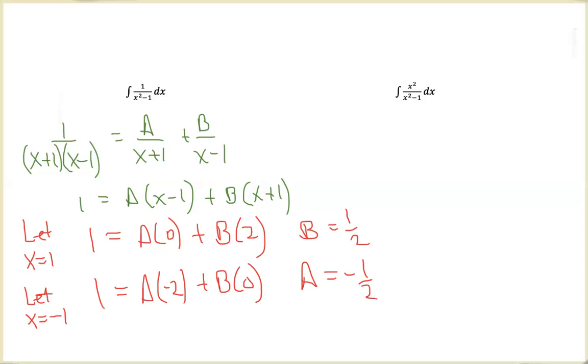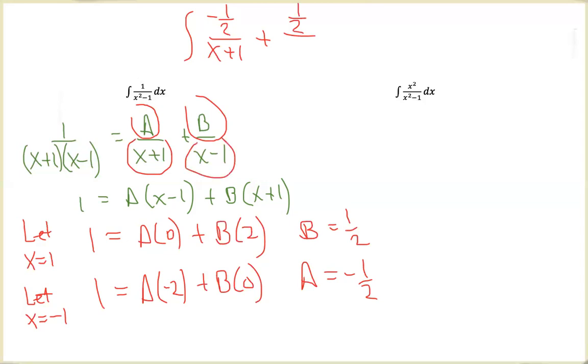So what that leads us towards is our integral is this. We've got -1/2, that's the a value, over x plus 1. And then we've got our b is 1/2 over x minus 1. And again, notice we have not really done any calculus yet. All you've done is algebraic preparation so that you can finish an integration by doing calculus.